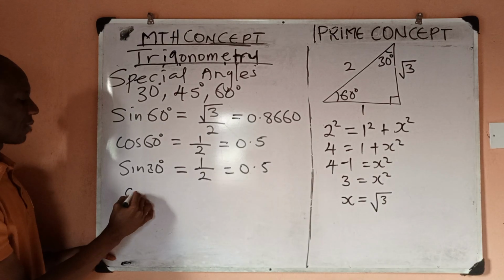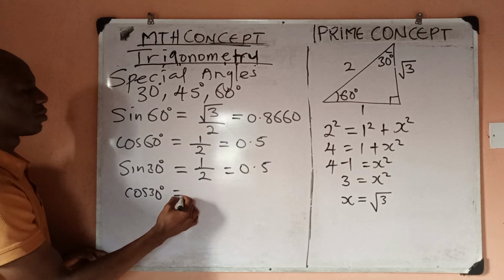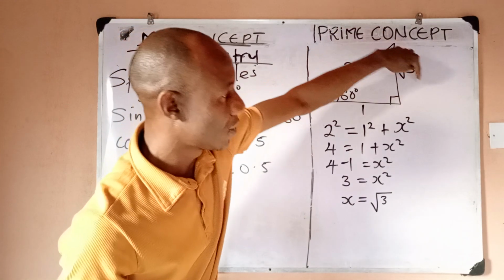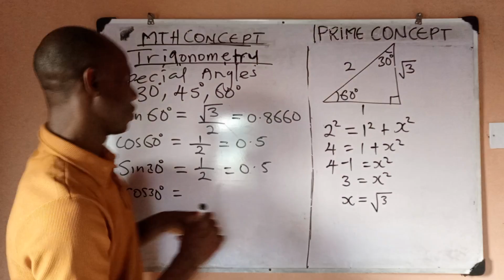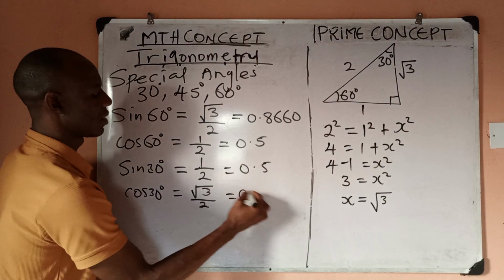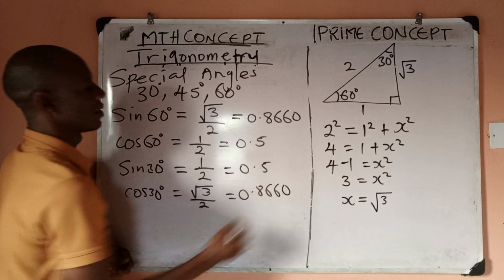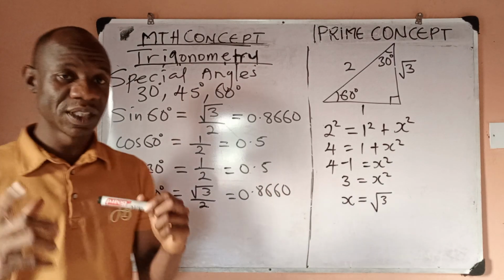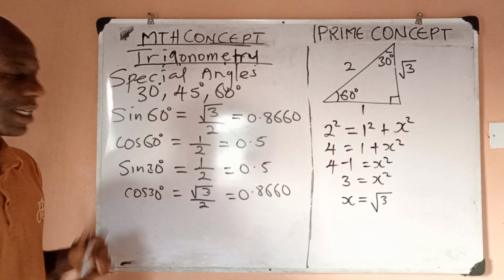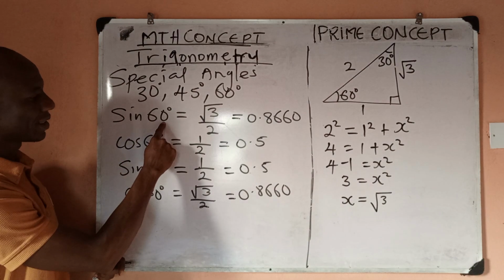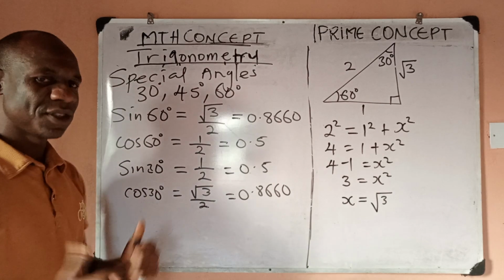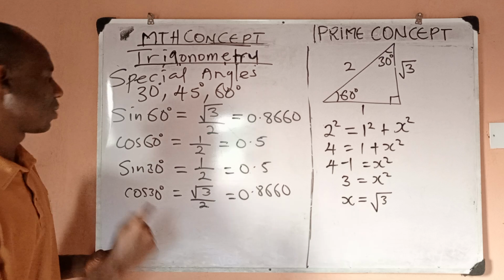Also, you can find cos 30 degree to be what? Remember this 30. Cos is adjacent now. Adjacent is root 3 over 2, which is the same as 0.8660. Now, one of the things you would notice if you are very observant as a science student is that sine 60 degree gave us the same answer as cos 30 degree. In my later videos, I'll still explain, but let me just hint you on that.